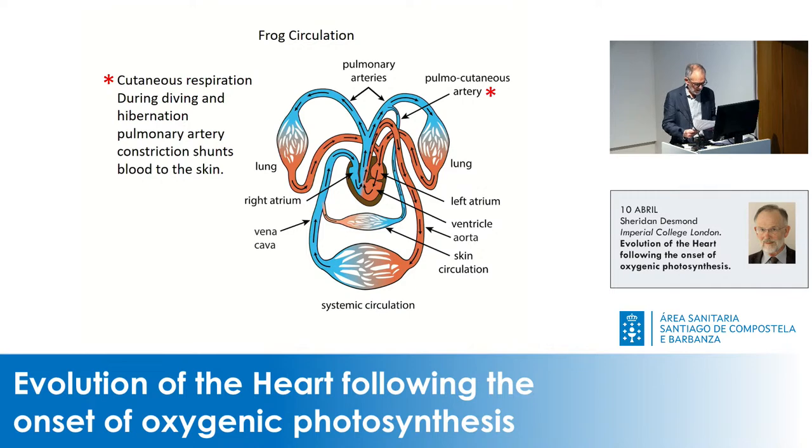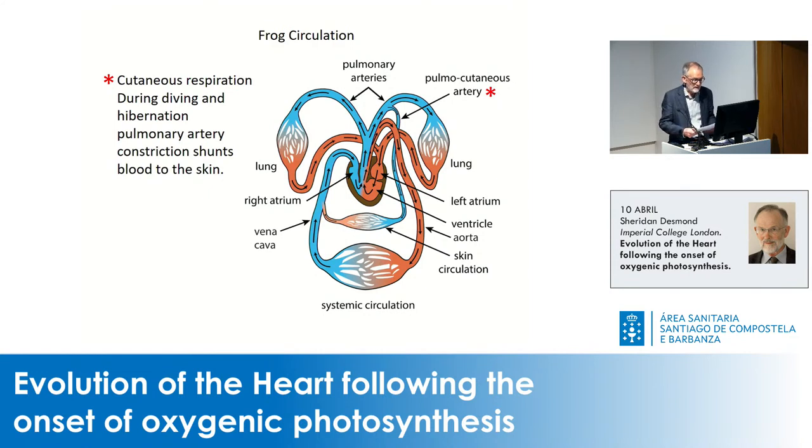During normal activities, around 25% of pulmonary blood flow reaches the skin, and lungs are the main source of oxygen. During diving and hibernation, however, in cold water, the pulmonary arteries are actively constricted, diverting more deoxygenated blood to the skin, where it receives sufficient oxygen to meet the low energy needs during prolonged hibernation.